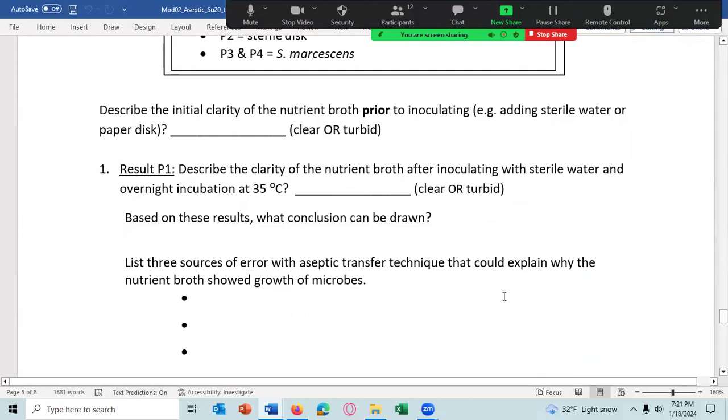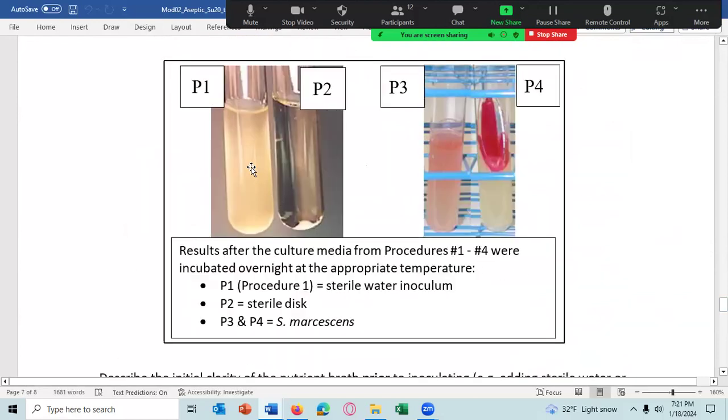And then for procedure 1, you answer question 1. P1 stands for procedure 1. Describe the clarity of the nutrient broth after inoculating with sterile water and overnight incubation at 35 degrees. State whether it's clear or turbid. And there's the tube there.